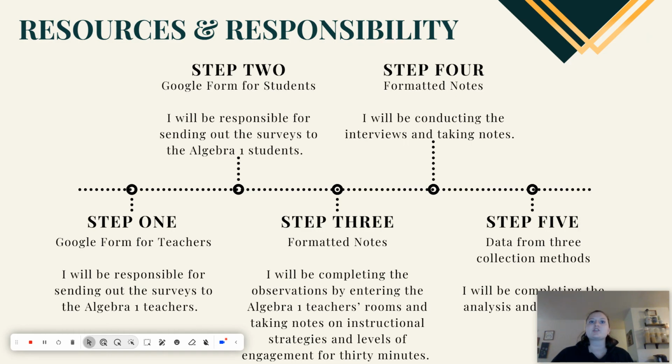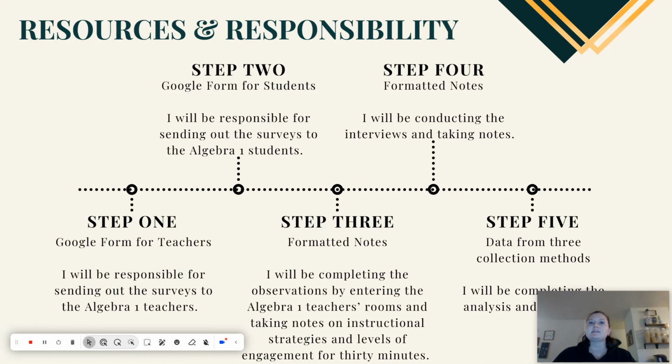After I implement that survey, Step 3, again a week after Step 2, so that the teachers have time to implement the preferred strategy, I will be completing the observations by going into each Algebra 1 room and taking notes on the instructional strategies that are present and the levels of student engagement for 30 minutes. A week after those observations, I will be conducting interviews and taking notes using formatted notes for the students and teachers that participated in this action research.